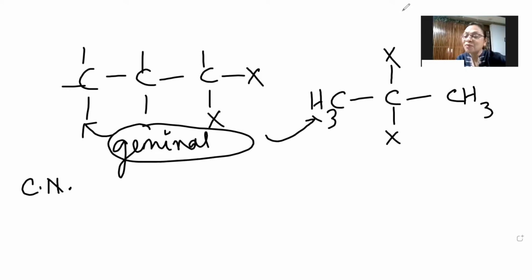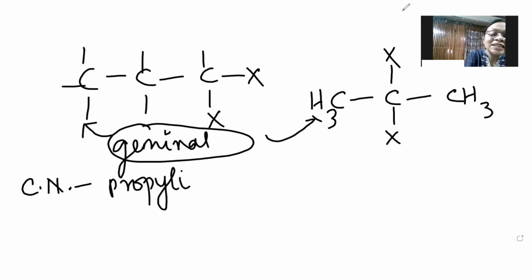Going to the common name of this compound, what do you think would be the common name? So once again, this is propylene or propylidene. Which one do you think is correct? Yes, it is propylidene. Propylidene dihalide. So if I replace the halogen with either chlorine or bromine, it would be called propylidene, either bromide or chloride.